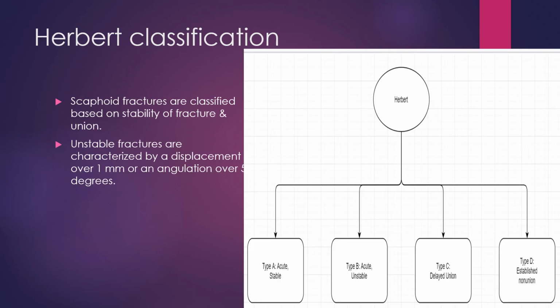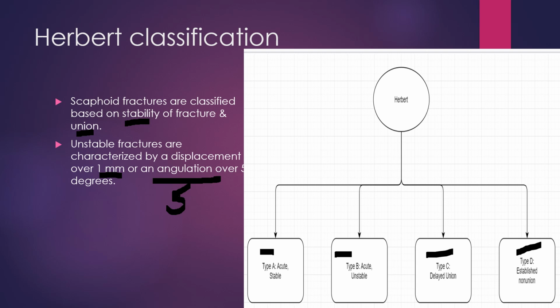Coming to the Herbert classification, fractures are classified on the basis of stability of the fracture and the status of the union. On the basis of stability, he classified the fracture into stable and unstable types. We say the fracture is unstable when there is more than 1 millimeter displacement over the fracture site, or an angulation of over 5 degrees. So on the basis of these two criteria, he divided the fractures into 4 types: type A, B, C, and D.